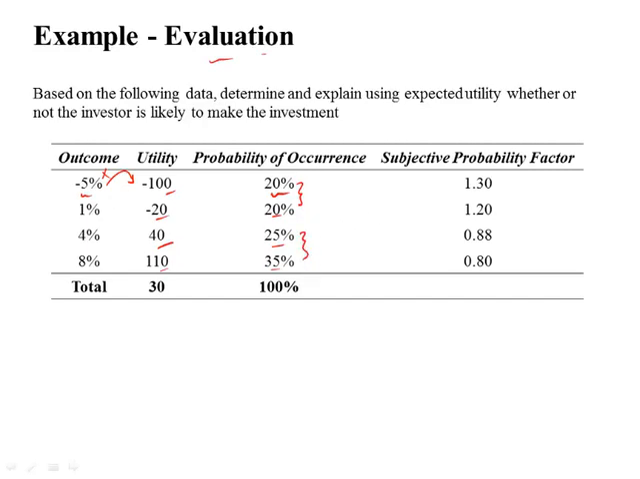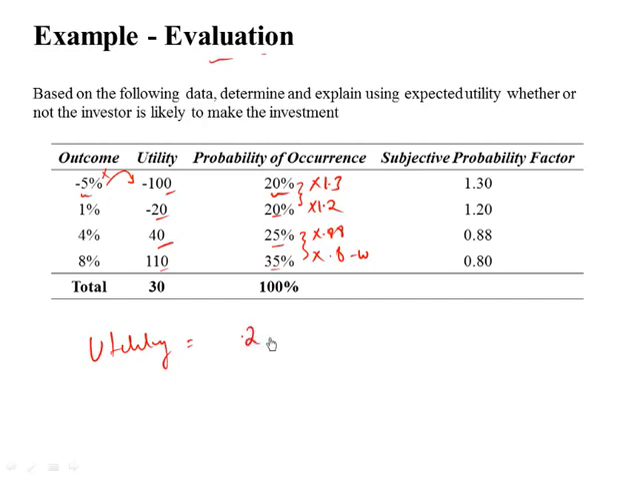So he applies a subjective probability, or he multiplies this calculated probability by 1.3 and this by 1.2 and this by 0.88 and this by 0.8 before he does his evaluation. This is the W that we had studied in the probability function. So given the probabilities and the utility, let's calculate the expected utility of this investment.